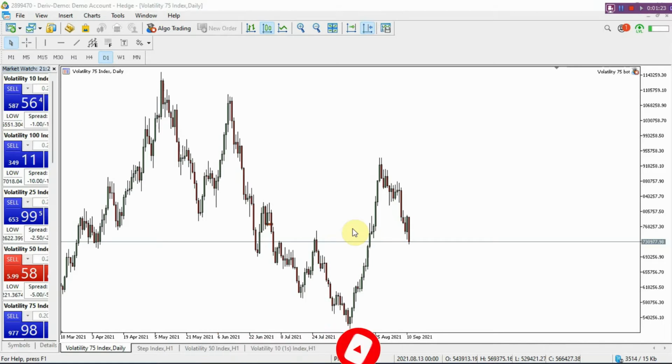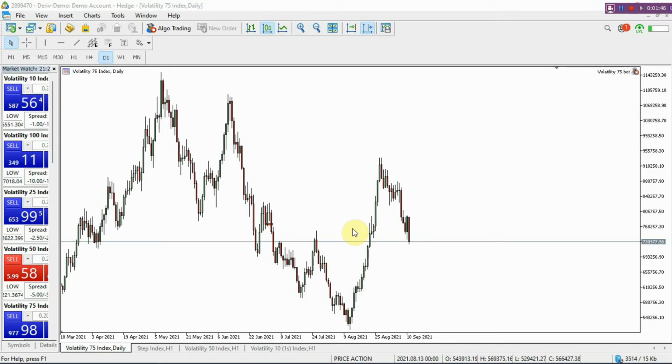So this week we'll be looking at 4 different indices. We have Volatility 75, which is also called VIX 75. We have the Step Index. We have the Volatility 50 Index, which is also called VIX 50. And we have the Volatility 10 1S Index, which is also called VIX 10 1S Index. Yes, just a short form of all of them.